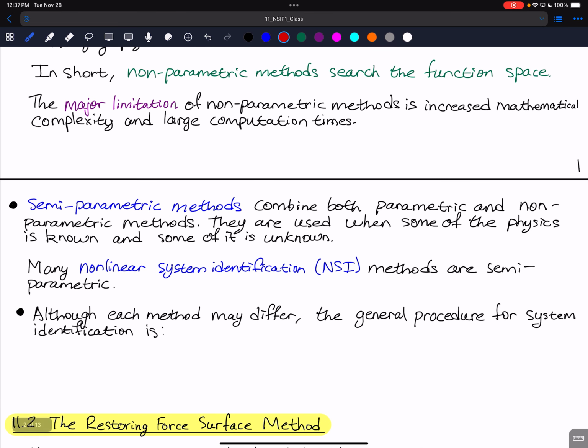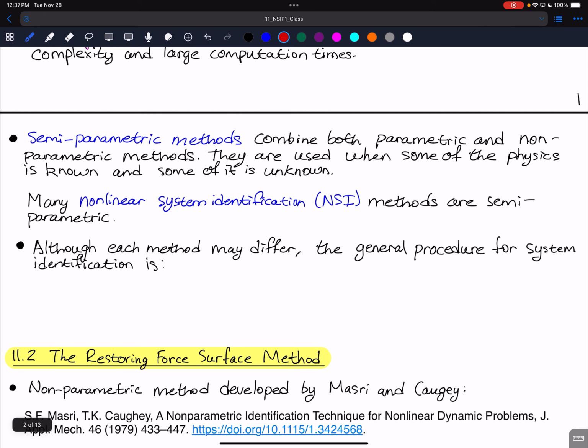Although each step is going to differ in general, the general procedure for system identification is as follows. We're going to start off with some kind of data collection. Obviously, if you don't have data, you can't do system identification because it's all driven based on measurements or some kind of observation that you've performed, whether that's using some experiments or a high fidelity model.